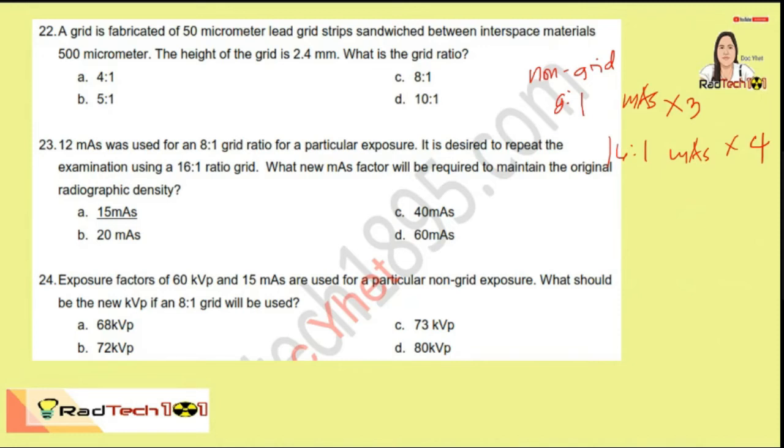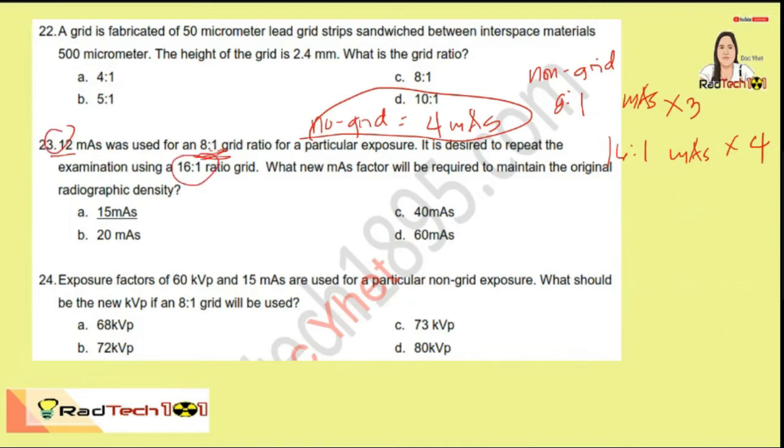So, the original used an 8 to 1 grid ratio, so its MAS at 8 to 1 is 12. Therefore, when there was no grid, the original MAS is 12 divided by 3, that is 4. 4 MAS when there was no grid. Because we said that at 8 to 1, it is times 3, so it became 12.